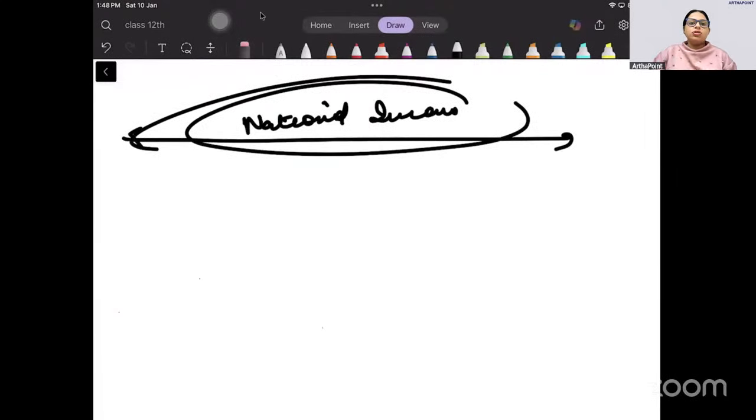Any doubt in national income? Anything? Important for JAM also. This is just part of national income, so anyone can ask. Not to take risk, I've just plugged in everything possible which can be asked in the exam. This PDF will be uploaded.